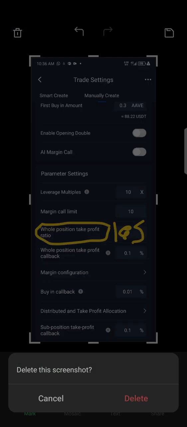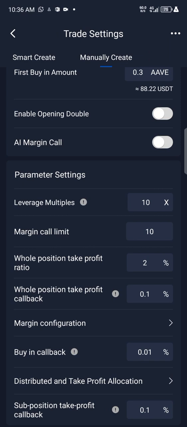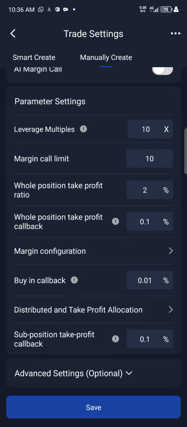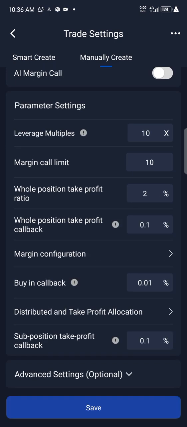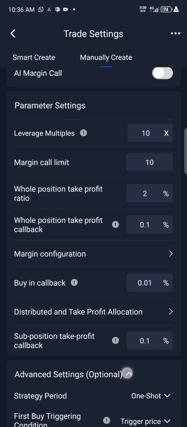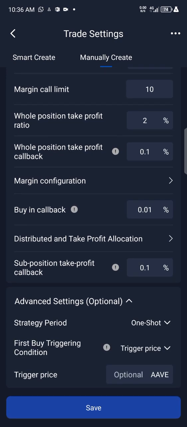Then after that, the signal says that we should use the MACD golden cross. That is where the entry into the market is very, very important. So after doing this, we'll scroll down on the trade setting page. We'll come to the advanced setting at the bottom, which says optional. So we'll click on it, then it will give us all the triggers that we need.